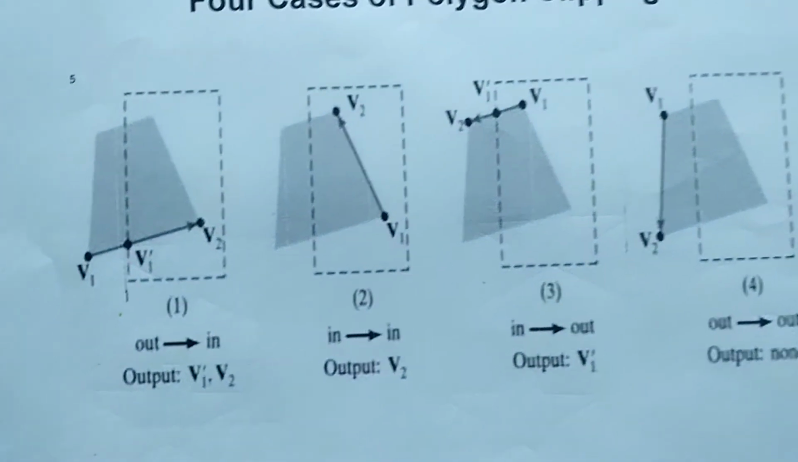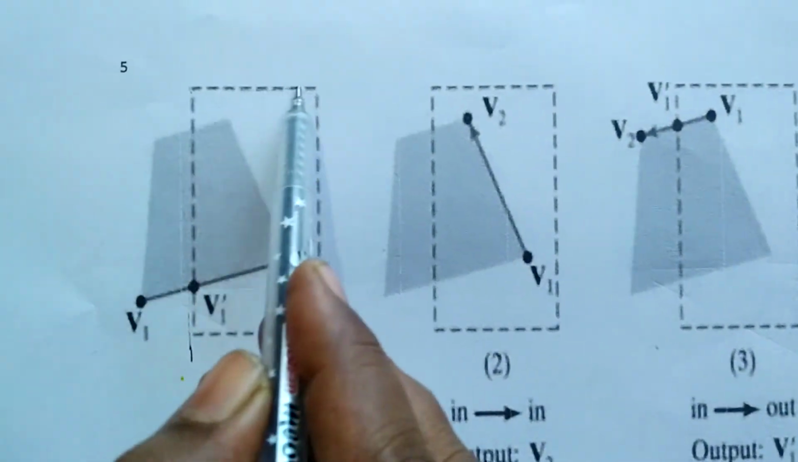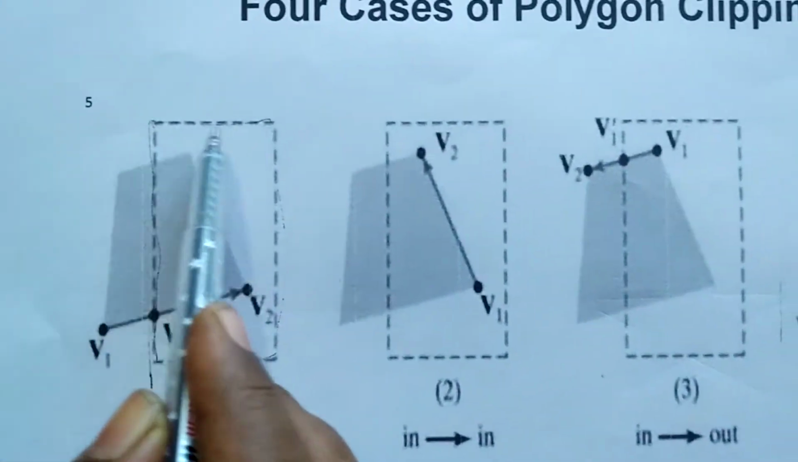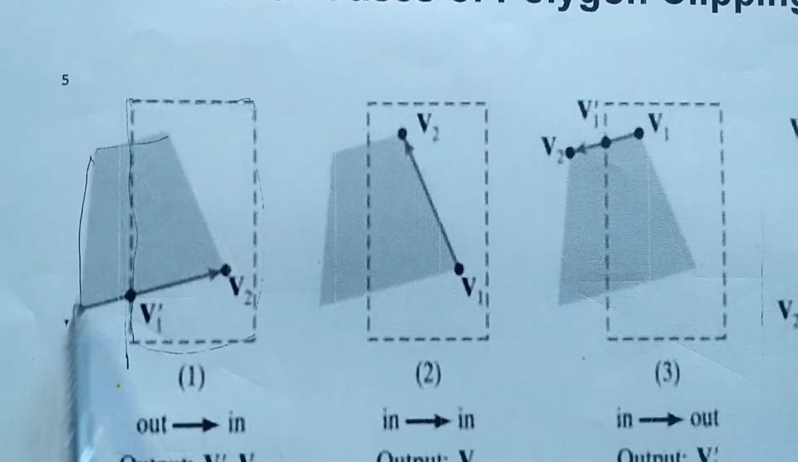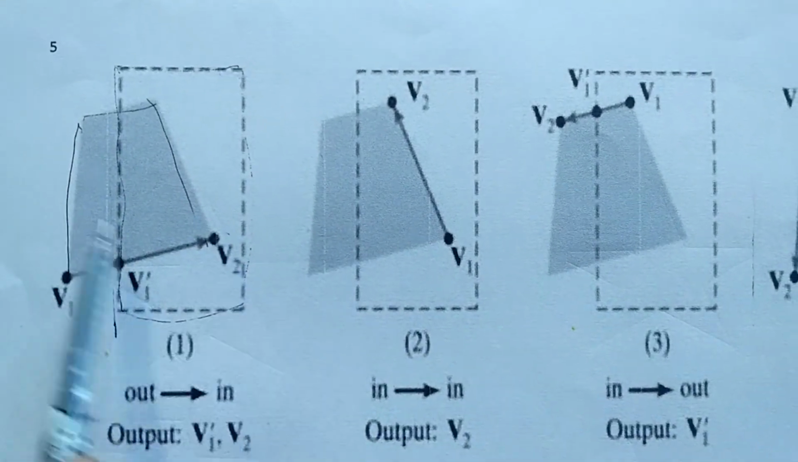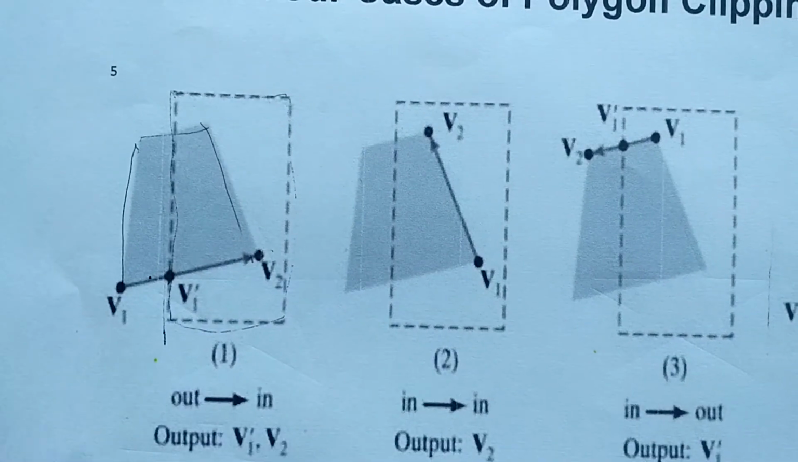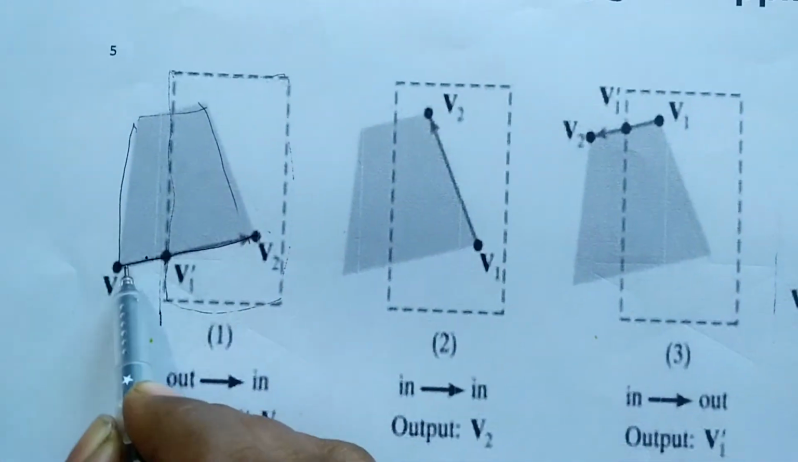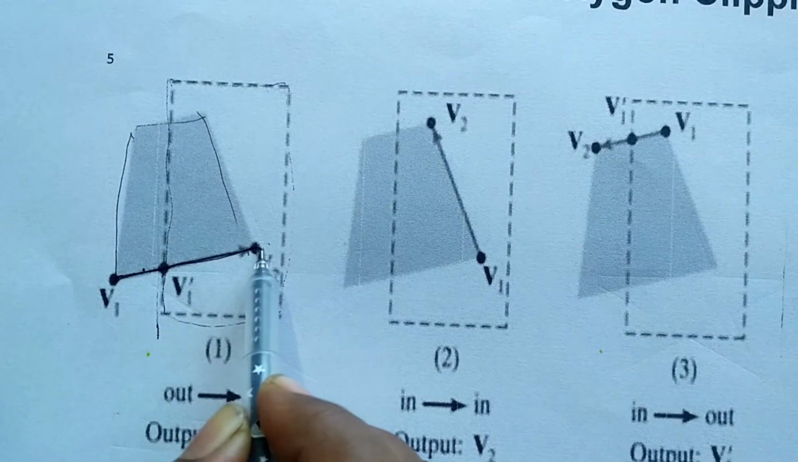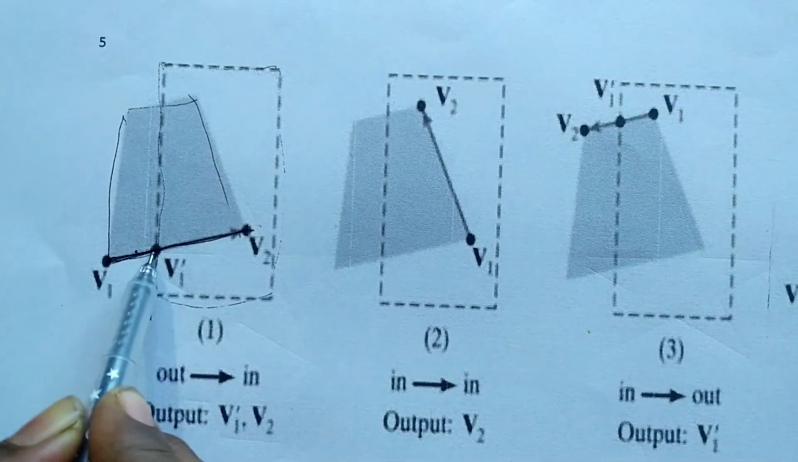In the first case, what is happening? The dotted line is called the clipping window, and this is the polygon. When we want to clip the polygon, we need to follow 4 cases. Among the 4 cases, this is one case. Assume that I want to clip this edge of the polygon. This portion of the polygon is outside of the clipping window, right?